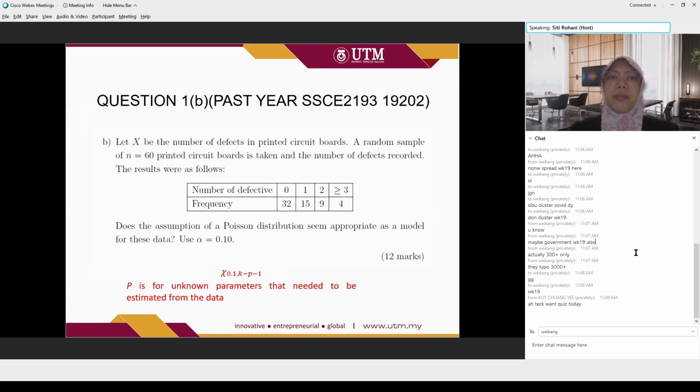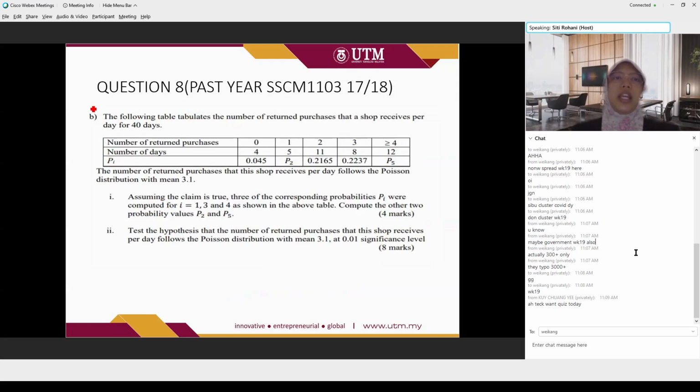I think this one is no problem. This one is question 1B. I want you to do this question 1B. Make sure you know how to do question 1B and question 8 as well.